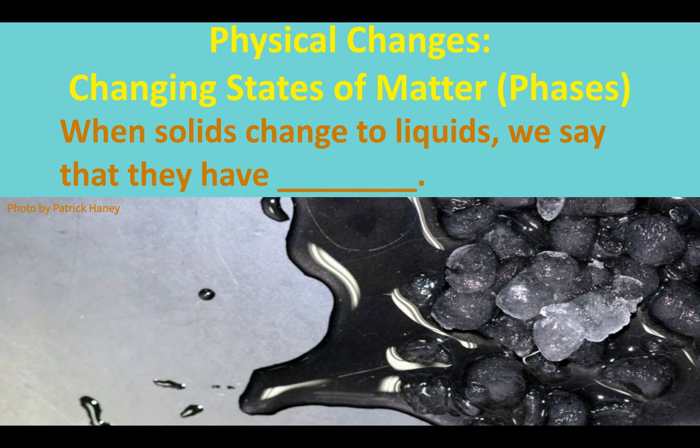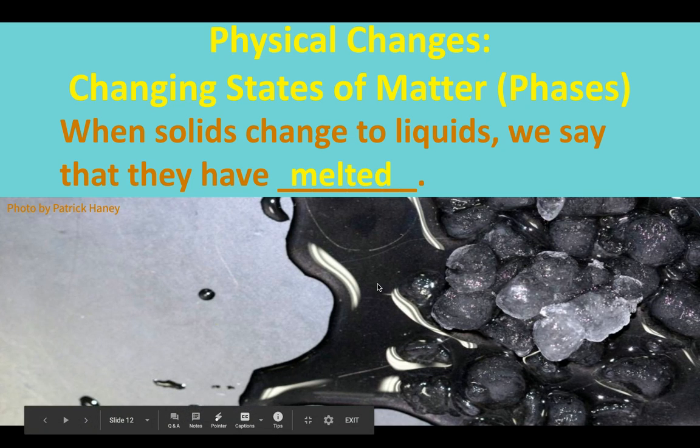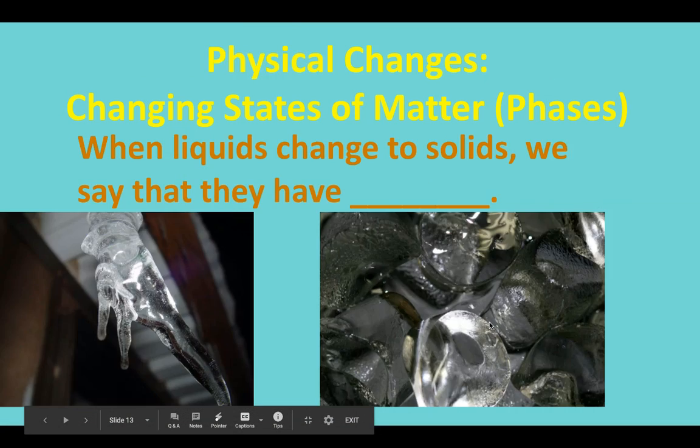So, for example, and you should know these super quickly, changes in states of matter are physical changes. So, when a solid changes to liquid, we say that they have... Go ahead and use the answer box to fill in the blank. We say that they have melted. So, melting is a physical change. We had this ice, we got this liquid water. It looks a lot different, it feels a lot different, but it's still water.